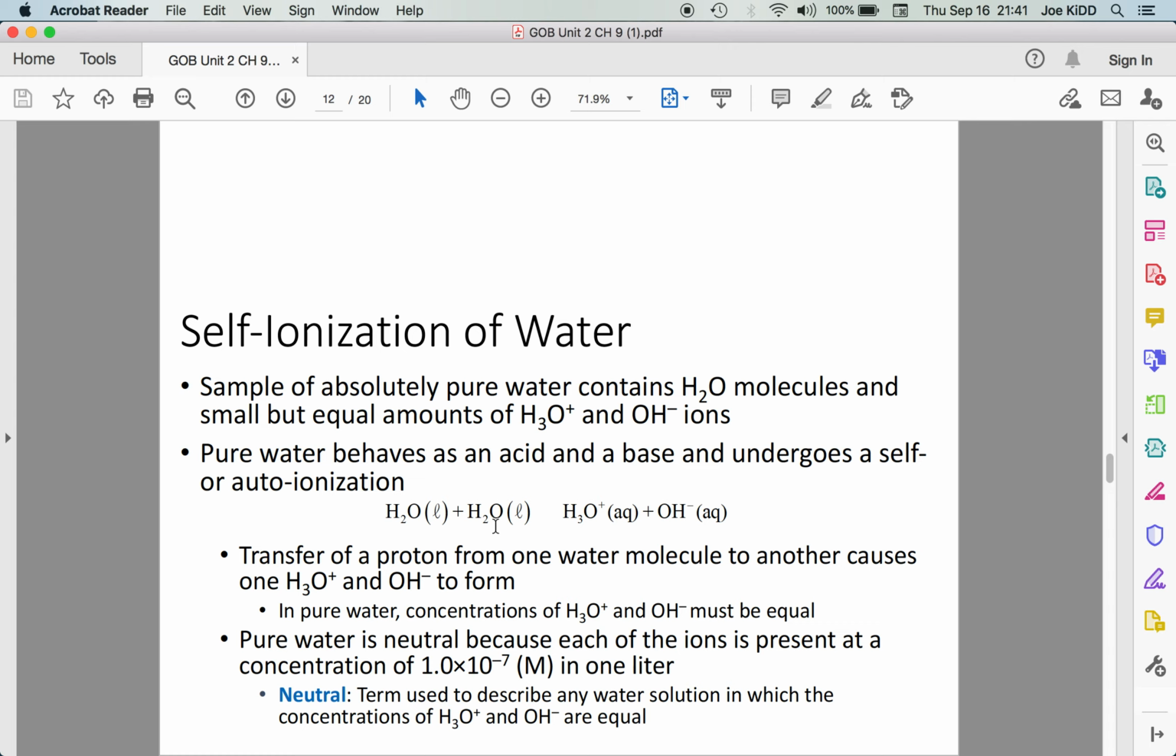So it's a pretty unique situation where you have this occur, but because it's going to occur within just pure water, we're going to have equal concentrations of the H3O+ and the OH-. And this is how we end up, in pure water, with a concentration of 1.0 times 10 to the negative 7 molar for each of those ions, the H3O+ and the OH-.